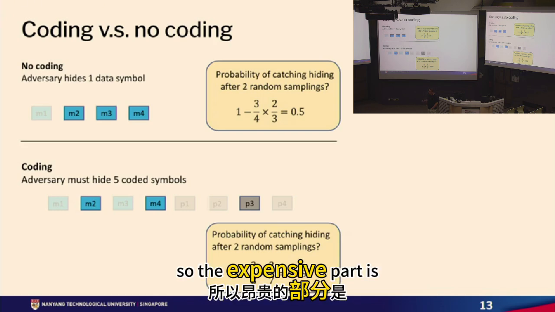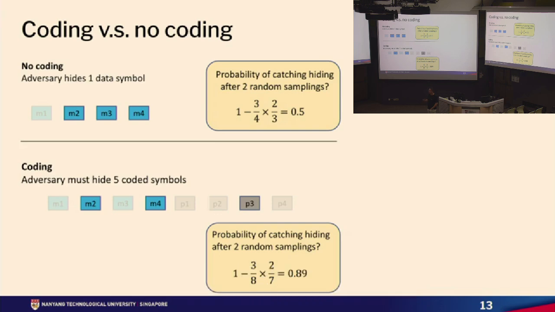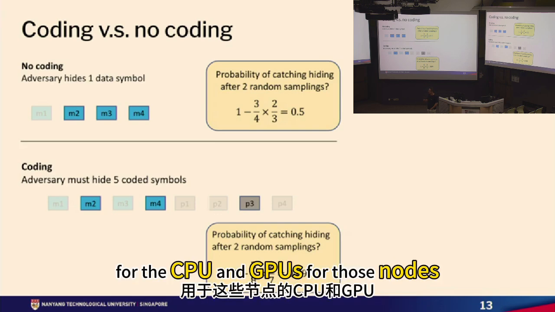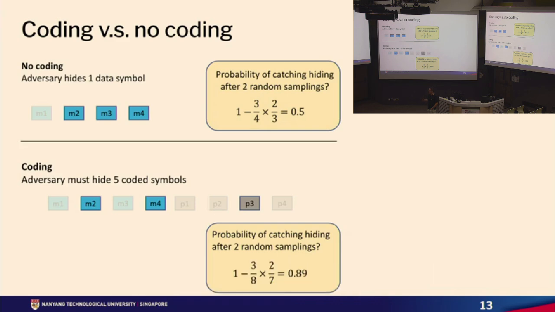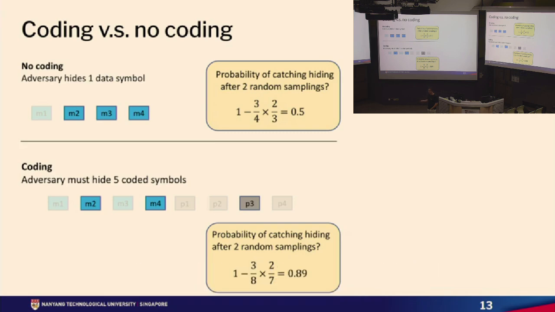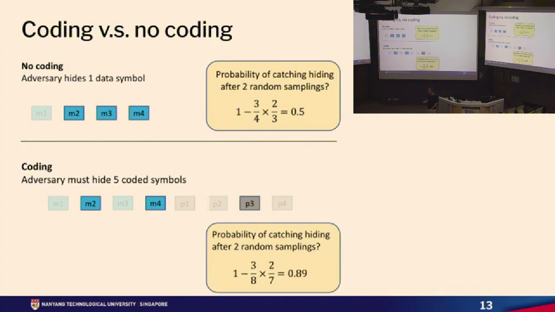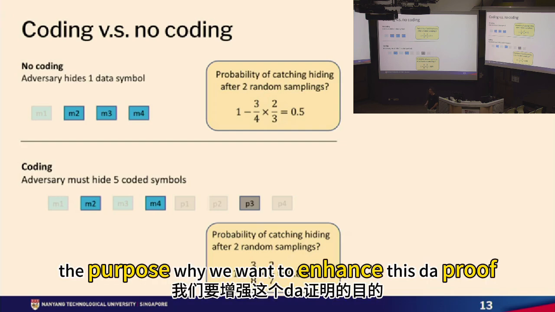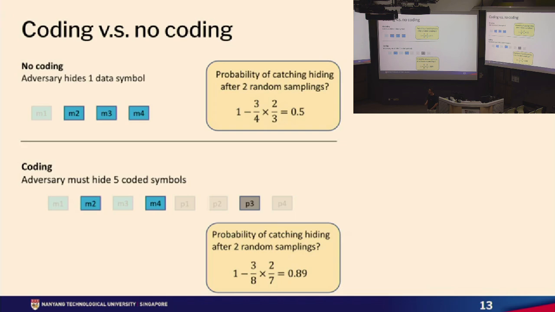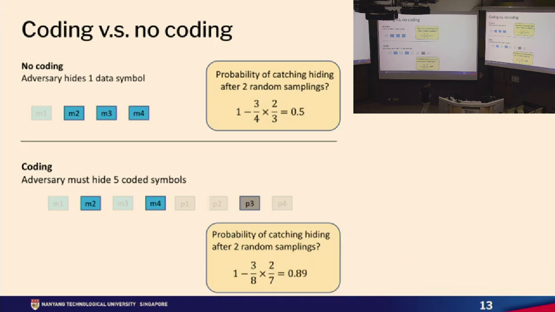So the expensive part is, if we don't do this, we are sacrificing the performance needed for the CPUs and GPUs of those nodes. And if we don't do this enhancement, all the light nodes become full nodes, and Ethereum won't be able to have tens of thousands of nodes globally, right? So that's the purpose why we want to enhance this DA proof. Yeah, I know this is a little bit tricky. Any further questions?